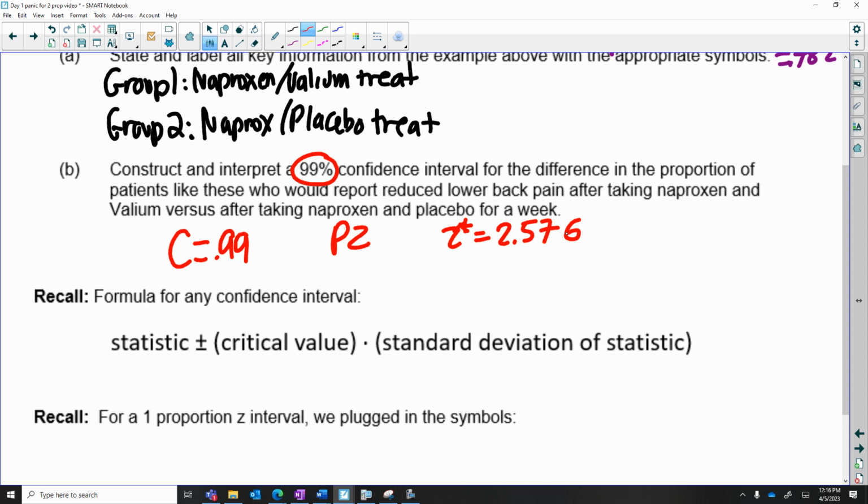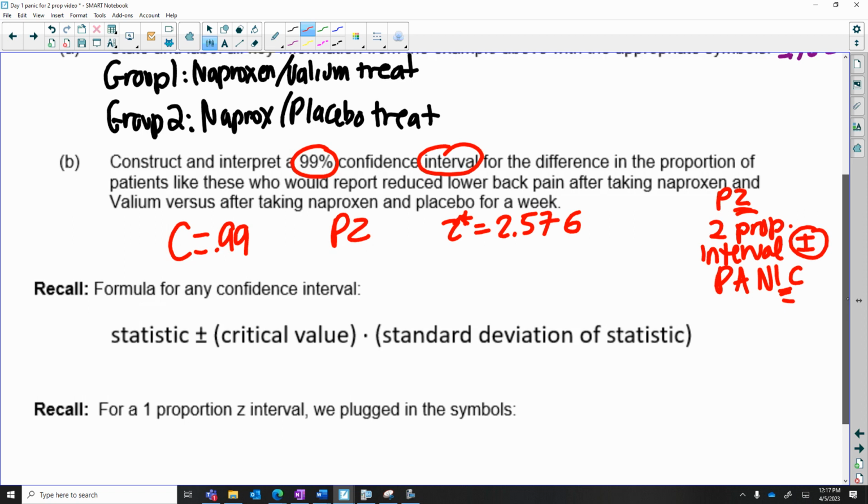This is for those who report reduced lower back pain after taking naproxen and Valium versus taking naproxen and placebo. Every time you do a question, you have to ask yourself: is this means or proportions? It's proportions. Z or T? It's Z. One sample or two? Two samples, two proportions, because it's two separate groups, hopefully independent of each other. Is it an interval or a test? It says it's an interval. Interval starts with I, so you're going to do PANIC because PANIC has an I in it, not PHANTOMS. So let's jump to the interval step, which is the I step.